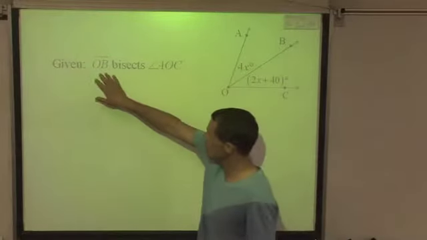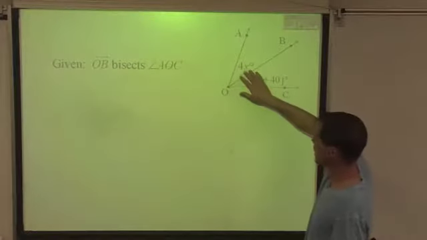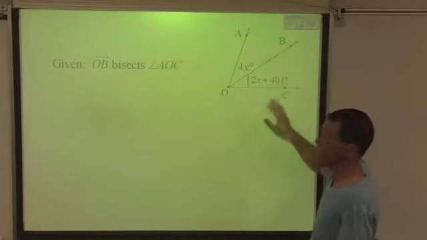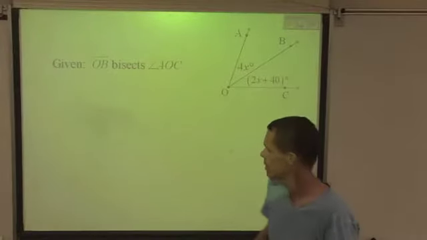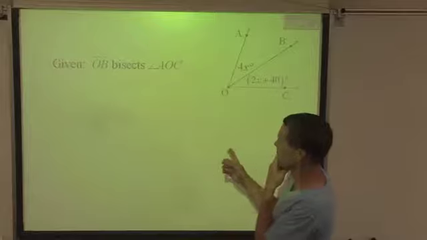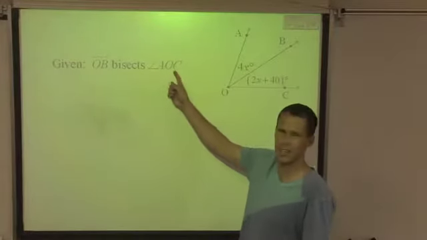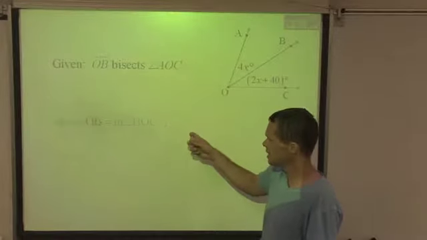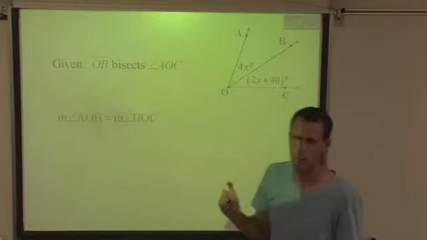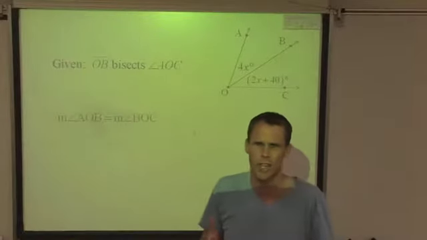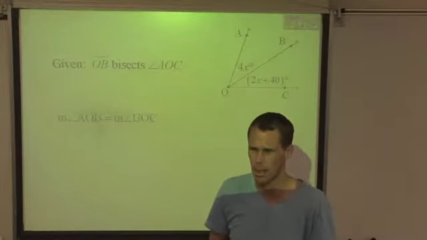Here it says OB bisects angle AOC. And all I'm given is AOB and BOC. I'm not given the big angle this time. Part plus part just isn't going to work. But I read what's on the board here and I think to myself, if OB bisects angle AOC, then the measure of angle AOB must be equal to the measure of angle BOC. Why? What's our justification here? It's not substitution. It's not angle addition postulate.